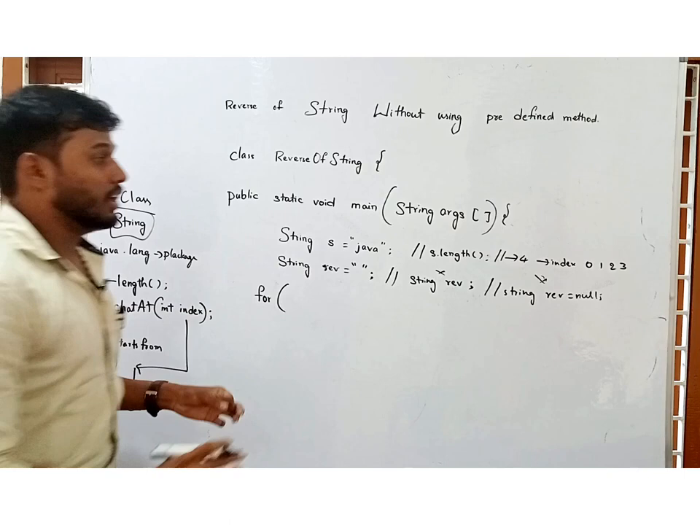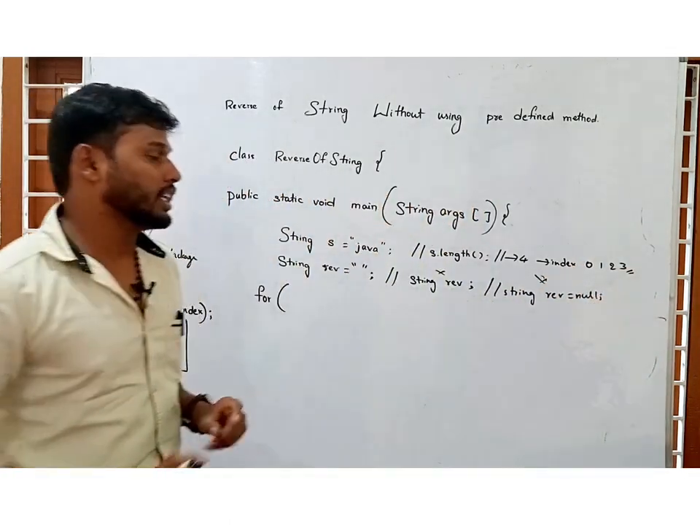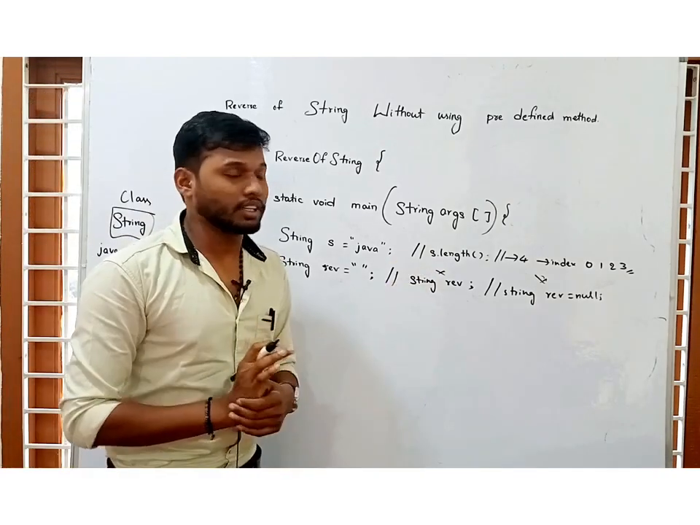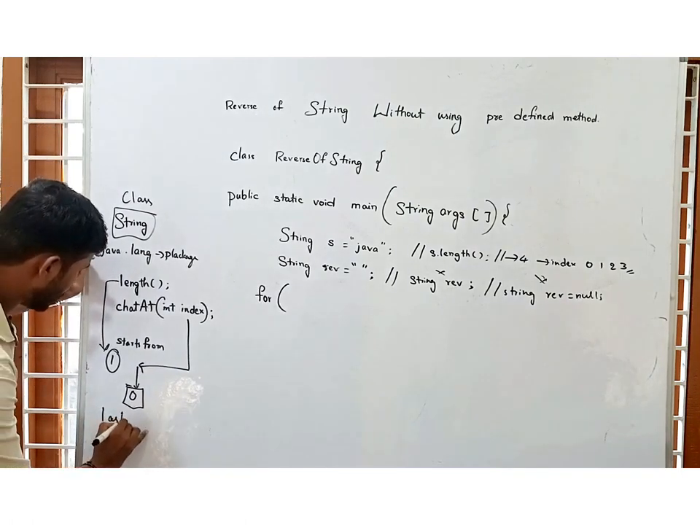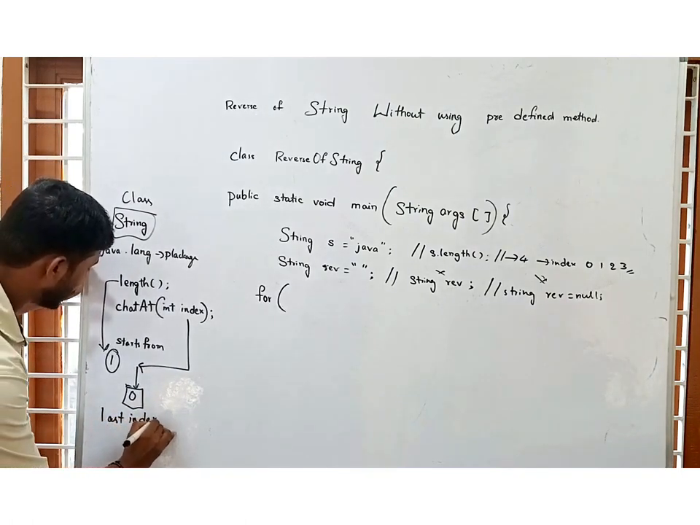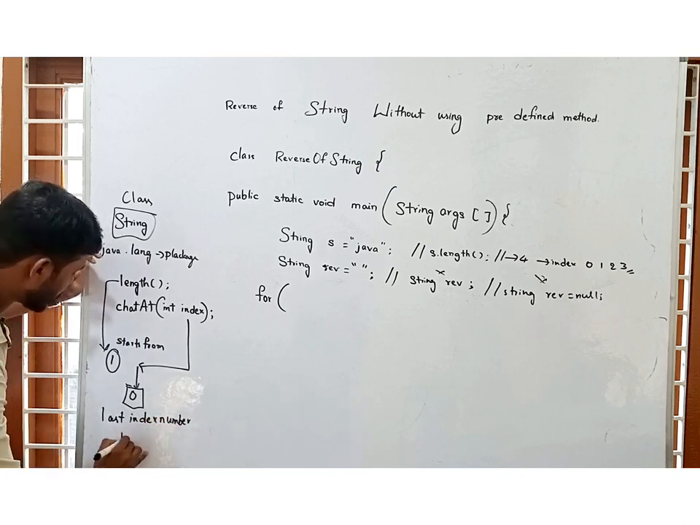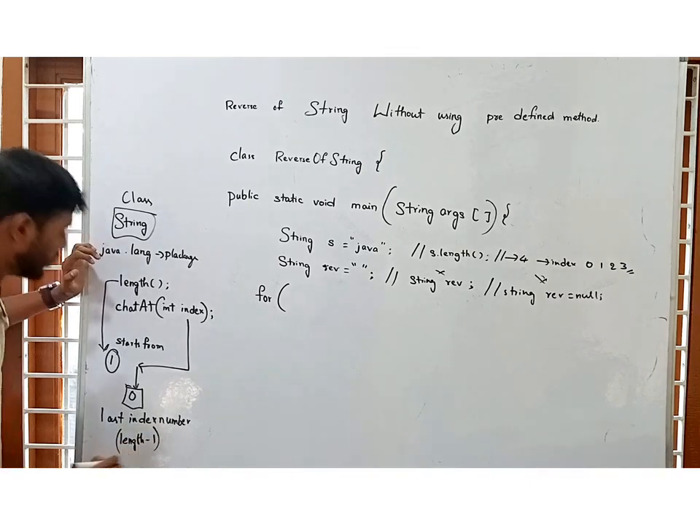Now coming to here, first we need the last index number. What is the last index number? Length minus 1. There is a formula: last index number is length minus 1.